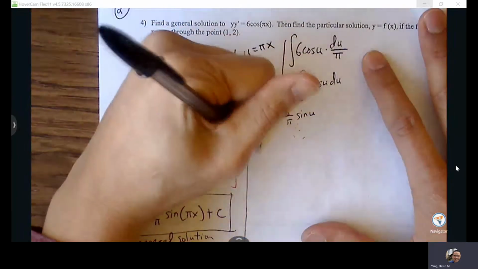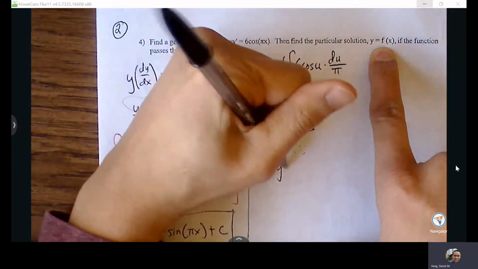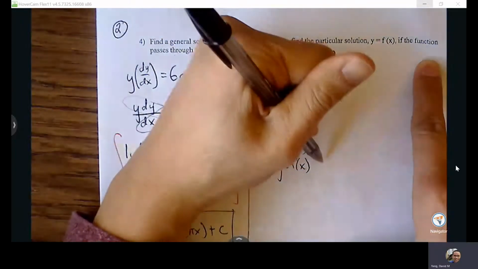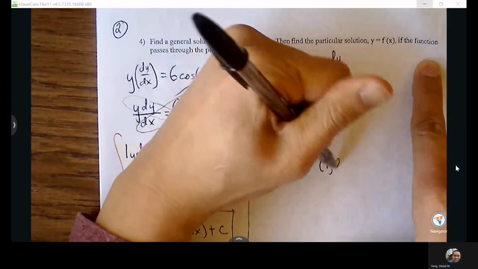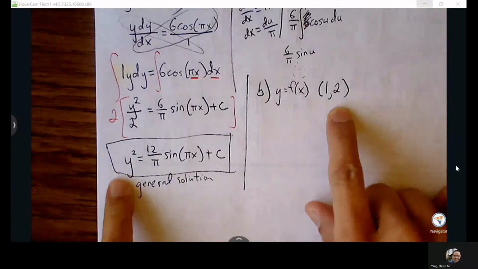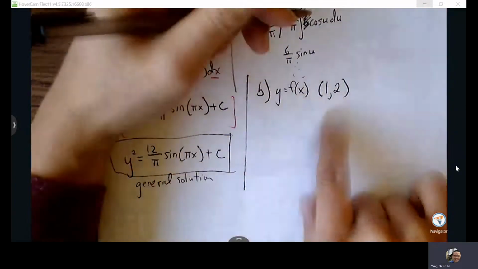Okay, so now part B, I want to get to the particular solution. In this case, it says solve for y. So we are going to have to involve the square root. But first things first, let's solve for c first. So replace x and y with 1 and 2, and let's solve for c.